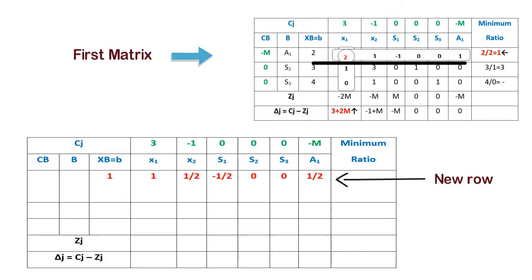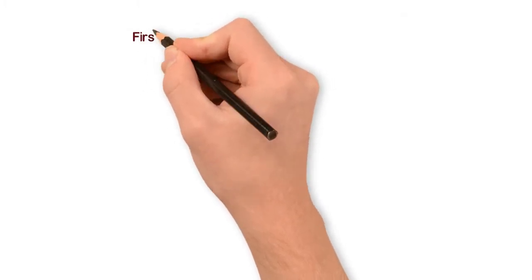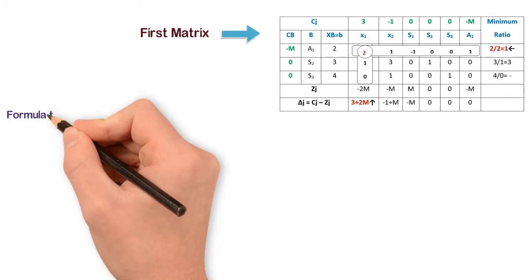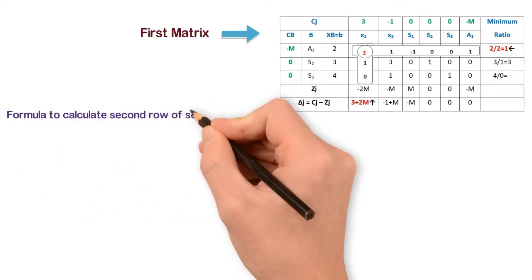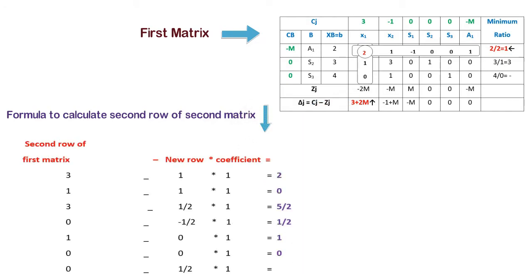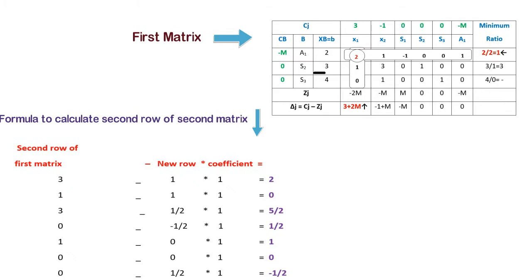After dividing that, we will get the first row as 1, 1, 1 upon 2, minus 1 upon 2, 0, 0 and 1 upon 2. So this is our new row of the second matrix. Now to calculate the second row of the second matrix, we have to make use of the second row of the first matrix. So what is the formula? The formula to calculate the second row of the second matrix is: second row of the first matrix minus new row into coefficient. Okay, so this is the formula.